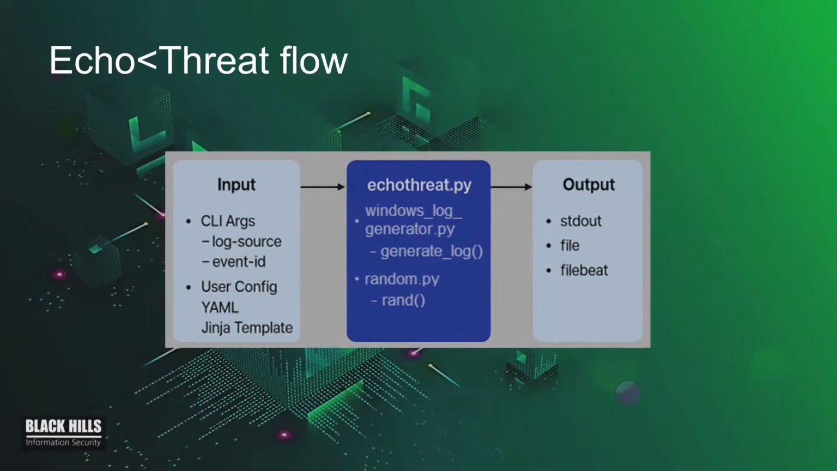Behind the scenes, I have a bunch of YAML configuration files that help define the values that you want to inject. There's also a Jinja template that those variables get dumped into. All of that gets crunched by EchoThreat and all its library dependencies and spits out to a custom log, which gets ingested by your SIEM.